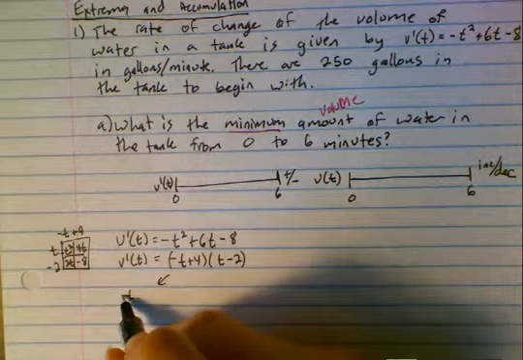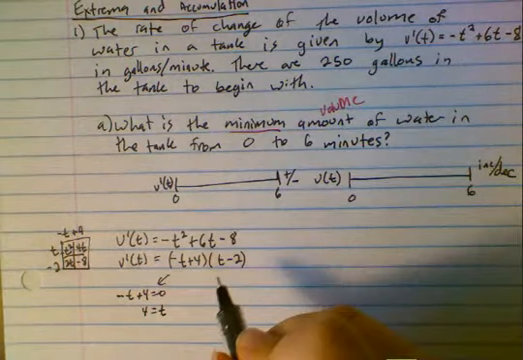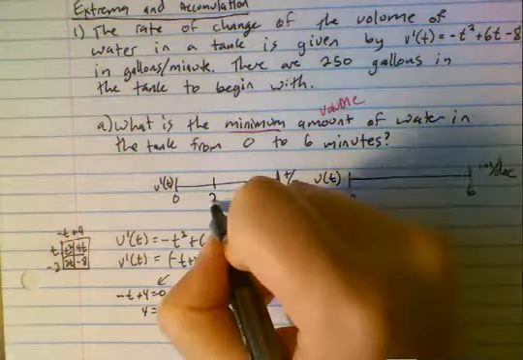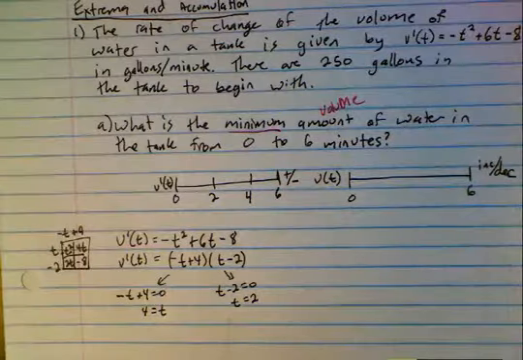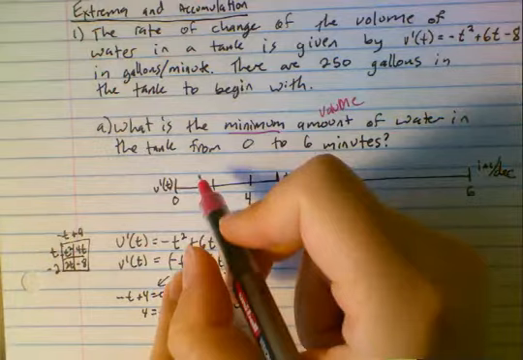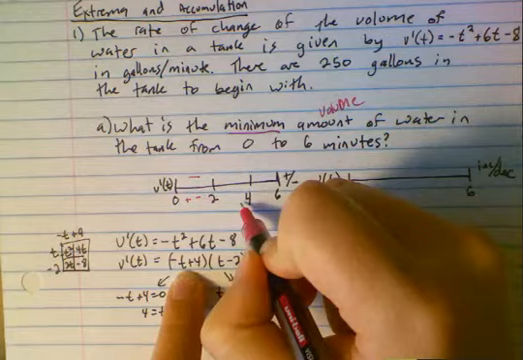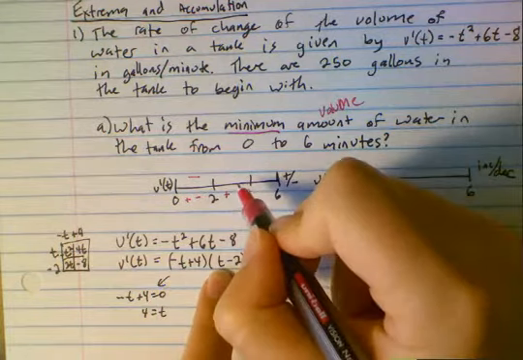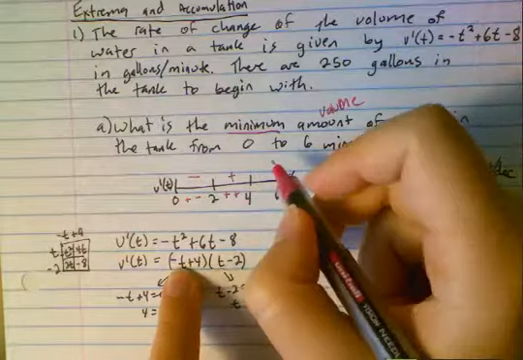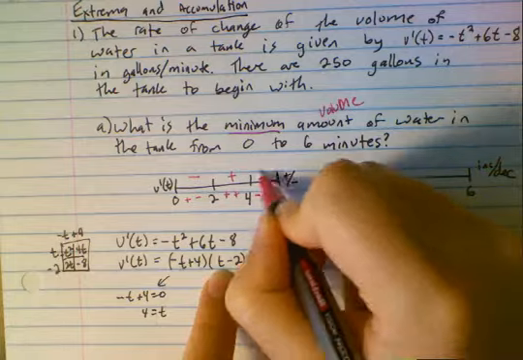So we'll find our zeros. Negative t plus 4 equals 0, so 4 equals t. T minus 2 equals 0, so t equals 2. And now if we pick our test points, a number between 0 and 2 is 1. Negative 1 plus 4 is positive. 1 minus 2 is negative. Between 2 and 4, 3. Negative 3 plus 4 is positive. 3 minus 2 is positive. And then 5. Negative 5 plus 4 is negative. 5 minus 2 is positive.